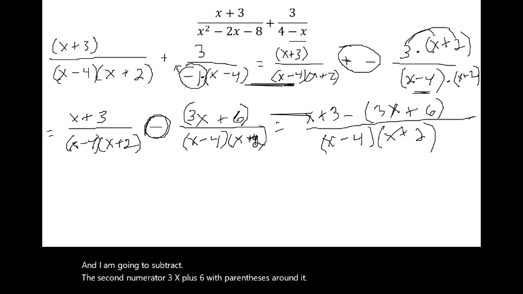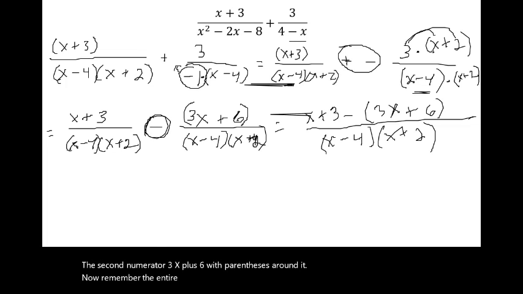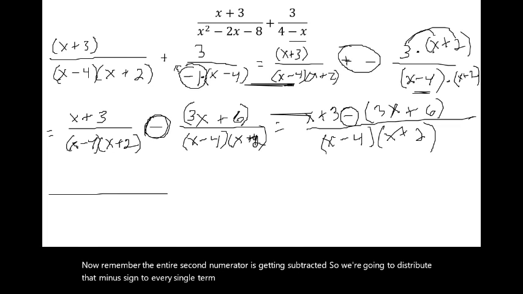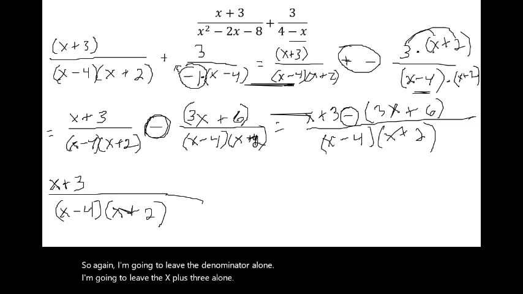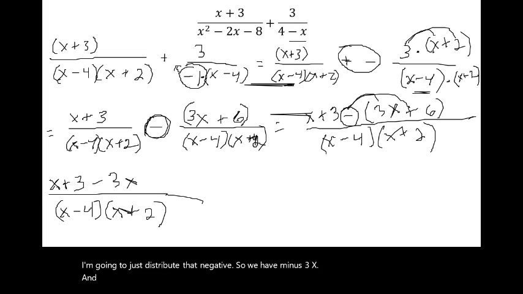Now remember, the entire second numerator is getting subtracted, so we are going to distribute that minus sign to every single term in the second numerator. So again, I'm going to leave the denominator alone. I'm going to leave the x plus 3 alone. And I'm going to just distribute that negative. So we have minus 3x, and then minus 6.